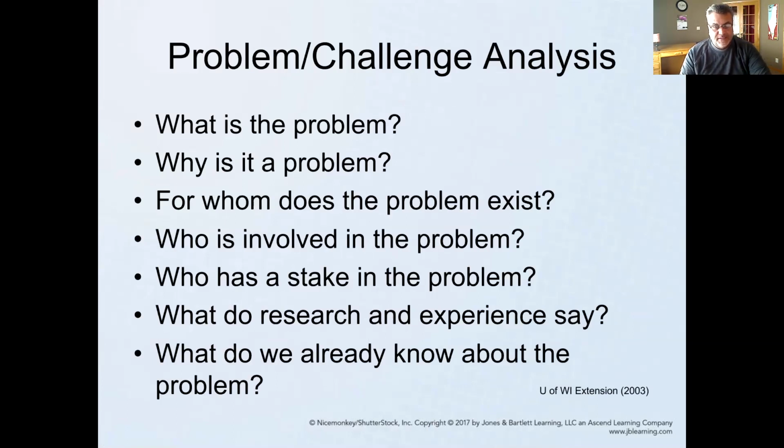So with the problem challenge analysis, this is from the University of Wisconsin Extension, and it's explained more in the book. But basically, it's like a nursing process model here, really. What is the problem? Why is it a problem? And for whom does it exist? Who is involved in the problem? Who has a stake in the problem? And what do research and experience say? So you base all your work on evidence. And what do we already know about the problem?